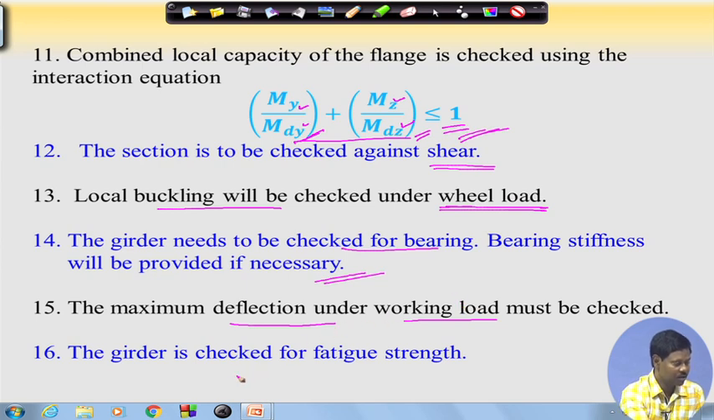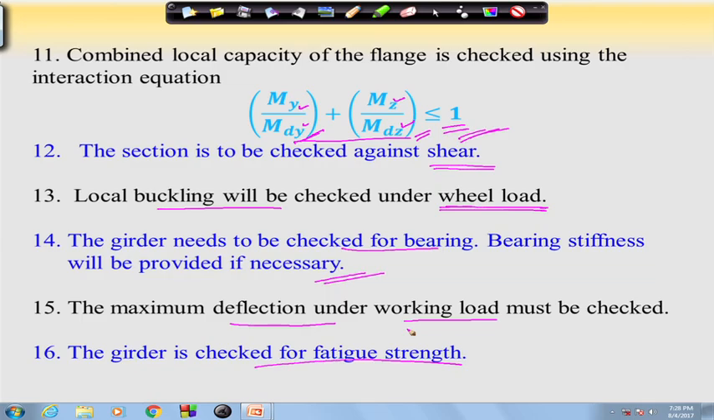Then in step 16 we will check for fatigue strength. So, all these steps have to be carried out for the design of a gantry girder. These are the 16 steps, difficult to remember, but if we try to understand conceptually, then we can do it. Maybe some steps can be done in a different order, suppose step 12 can be done after step 13 or step 14, like this it is also possible.